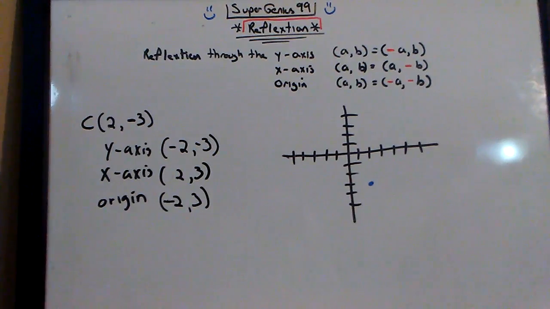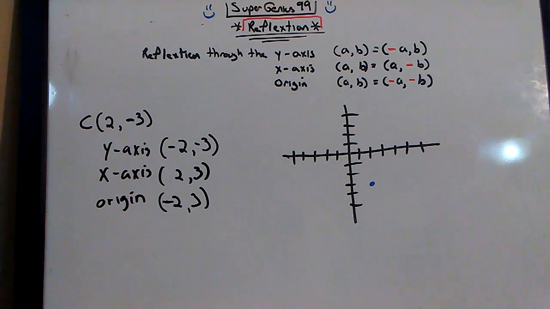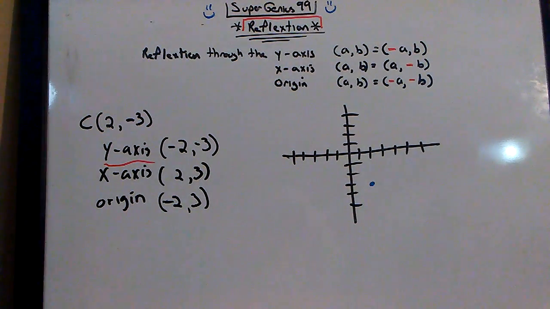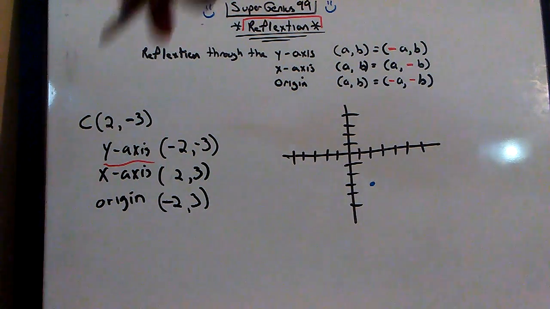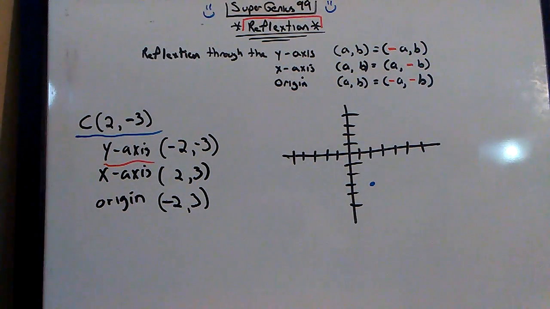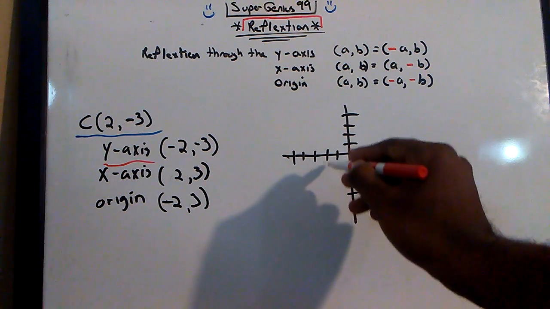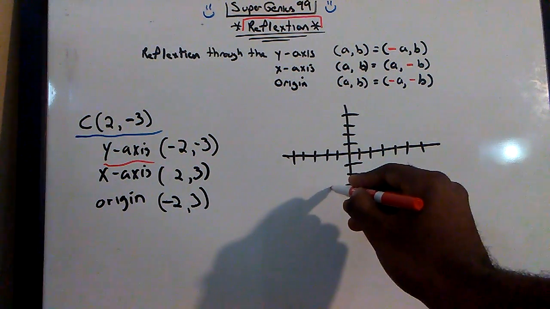Let's reflect it. Let's use different colors. For the reflection across the y-axis, let's use red, and the original was blue. Let's mark that. Reflecting across the y-axis gives (-2, -3), right there.